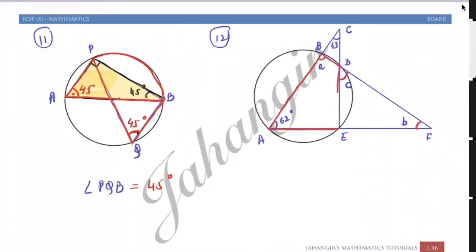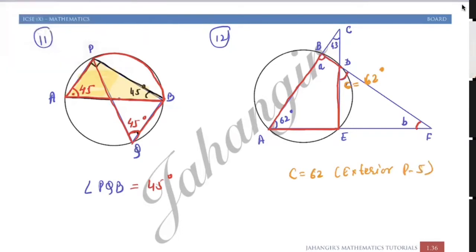ABCD is a cyclic quadrilateral. If you can see, this is a cyclic quadrilateral. So this angle C is the exterior angle which is equal to 62 degree. Angle C is 62 because it is an exterior angle of a cyclic quadrilateral. Fifth property, property number 5. Is this part clear? Yes, sir.